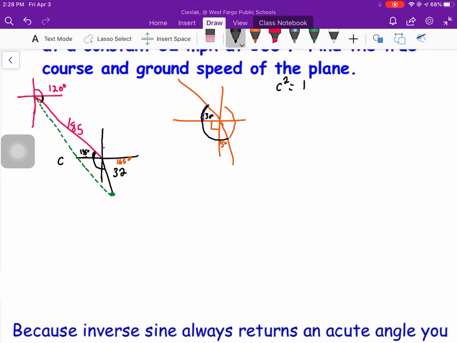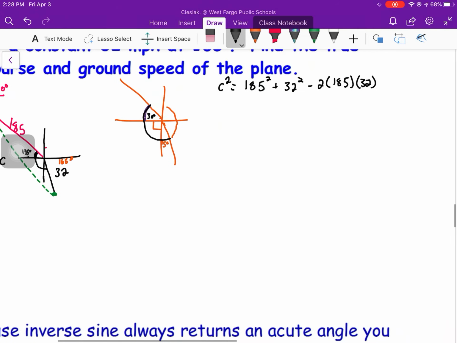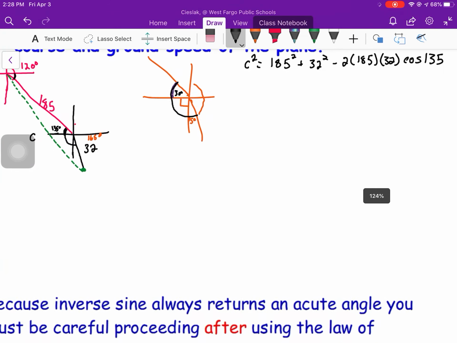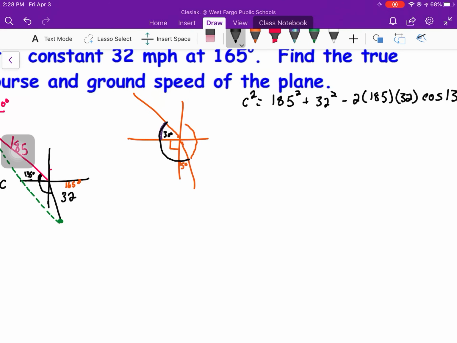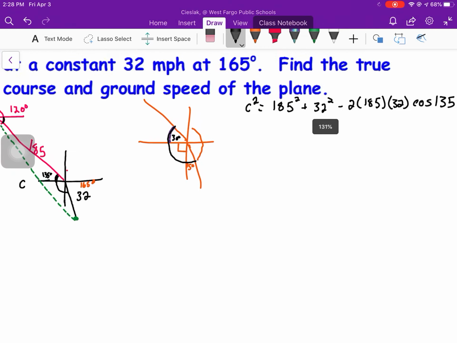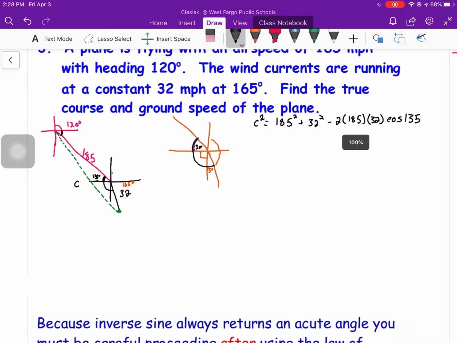Okay, so I'm going to say my side, c squared, is equal to my other two sides squared, 185 squared, plus 32 squared, minus 2 times 185 times 32 times the cosine of the angle opposite it. That's why we had to find that 135, so it's cosine 135. This one's kind of nice because all you have to do is type everything into your calculator. There's not a whole lot to do.